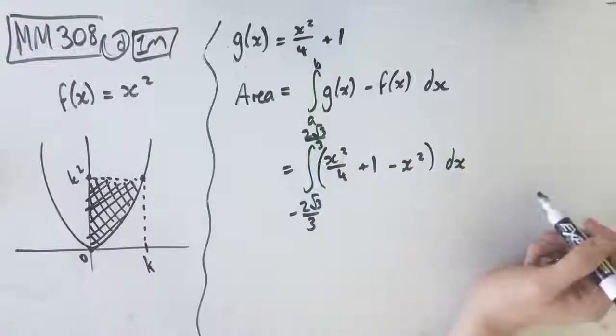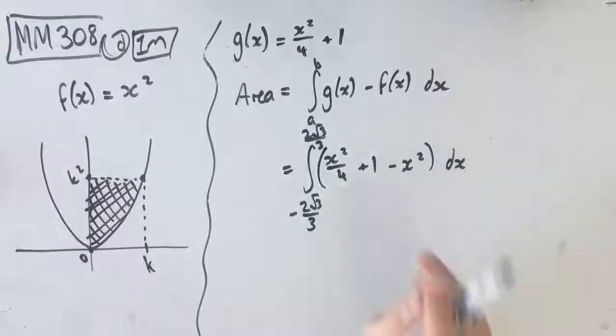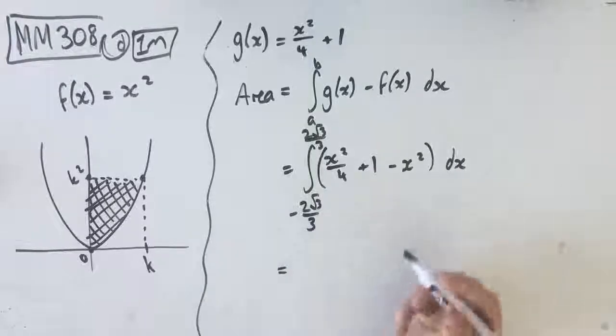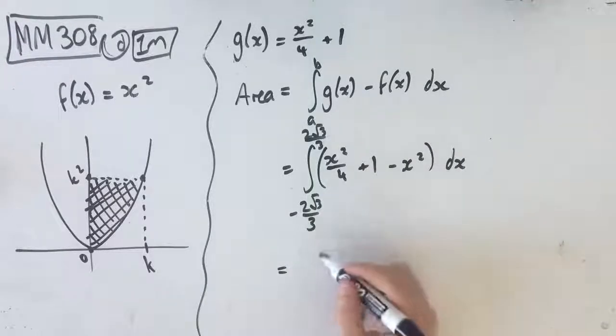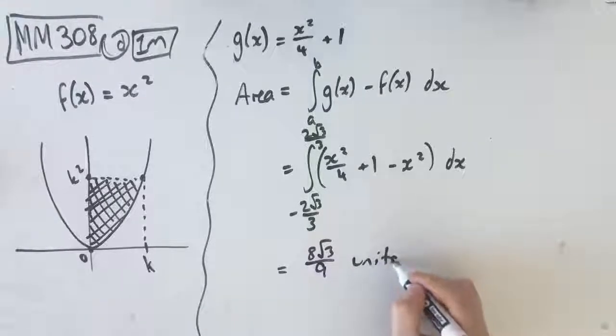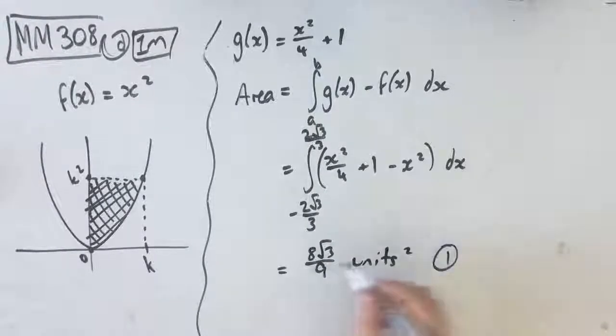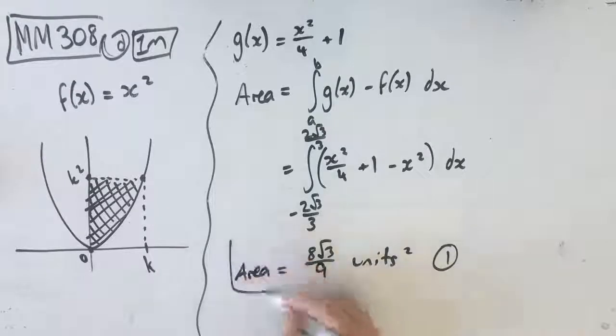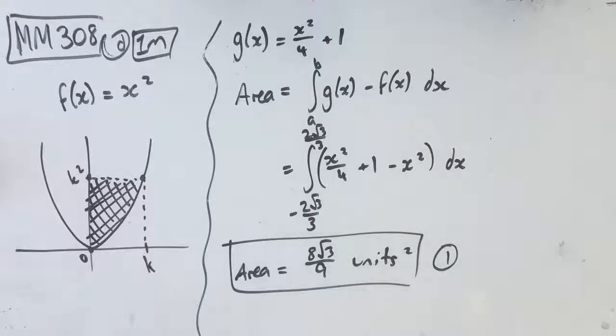Now, because this is a 1-mark question, guys, I would actually just chuck this straight into my calculator and write down the answer. So if we put it in our CAS, what we get is 8 root 3 over 9 units squared. And that's our first mark, and our only mark for this question. It's just a 1 mark. So 8 root 3 on 9 units squared. Don't forget your units squared. Whenever we deal with area, we need to make sure we have units.